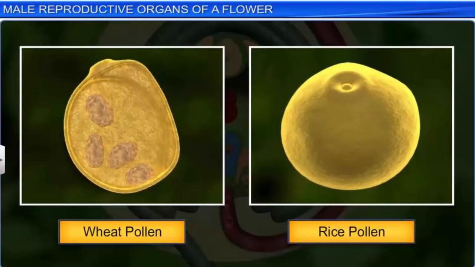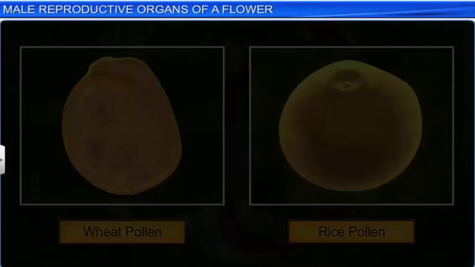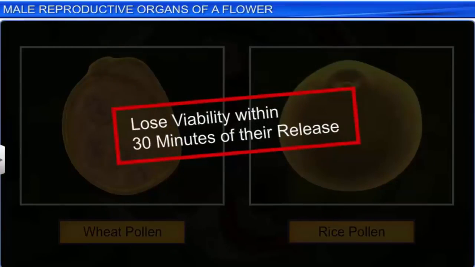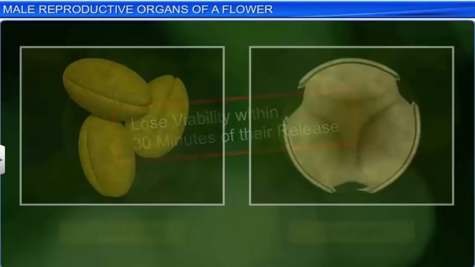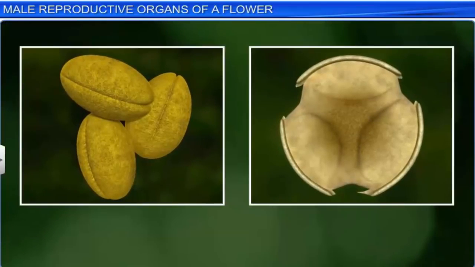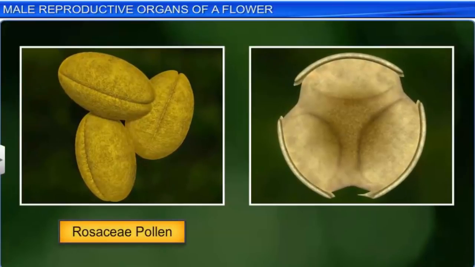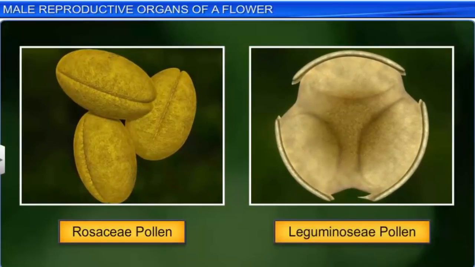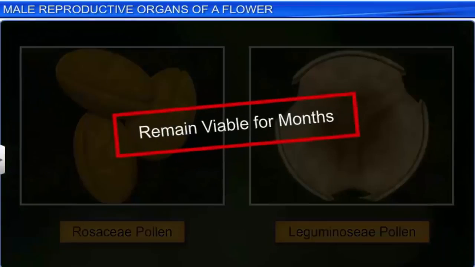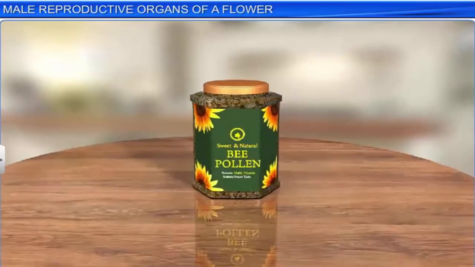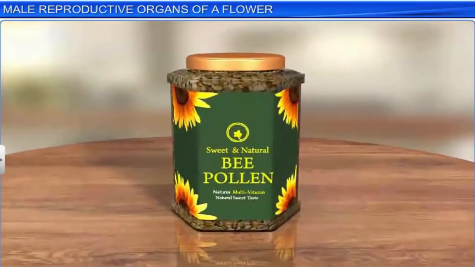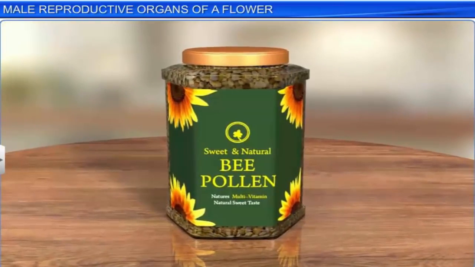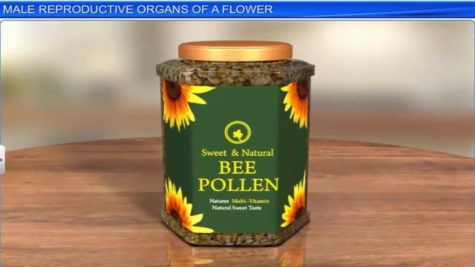Pollen grains of cereals such as wheat and rice lose their viability within 30 minutes of their release. Whereas pollen grains of some members of Rosaceae, Leguminosae and Solanaceae remain viable for months. Pollen grains, which play a vital role in plant reproduction, are also often consumed by human beings as they are rich in nutrients.